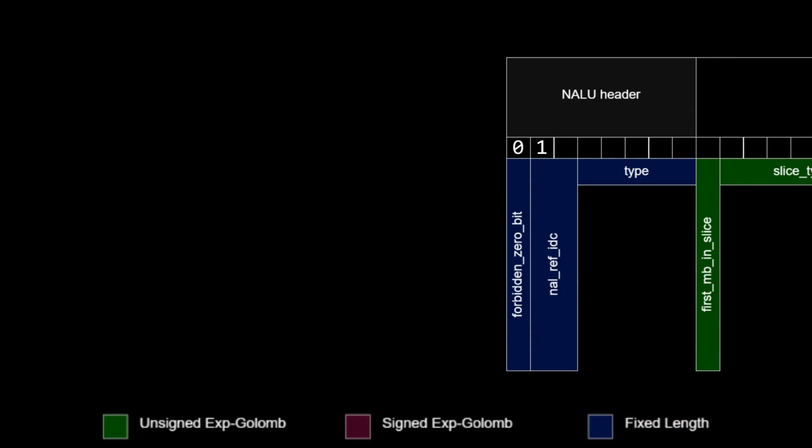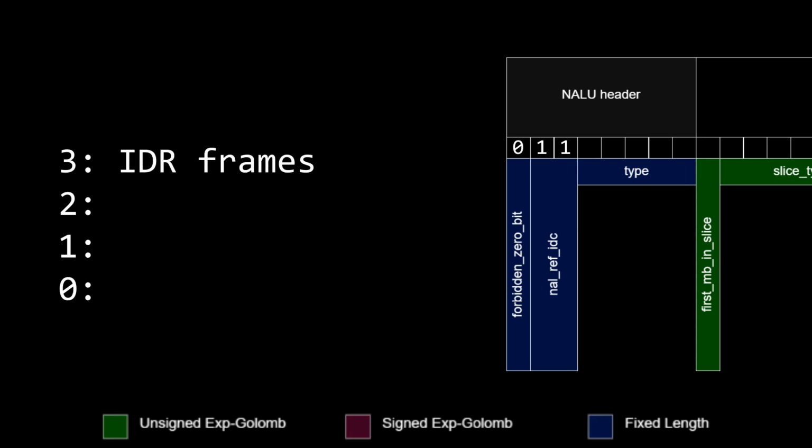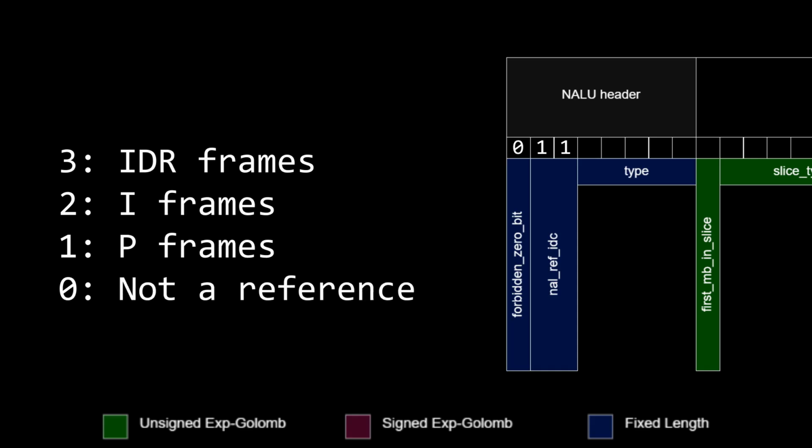Next, we'll write 2 bits indicating the reference priority of our slice on a scale of 0 to 3. IDR frames get a 3, I frames get a 2, P frames get a 1, and if it's not a reference, it gets a 0.